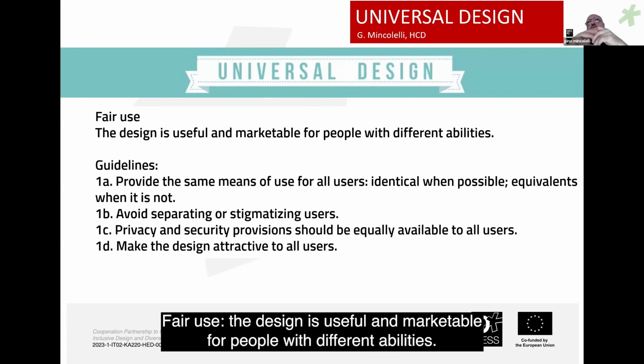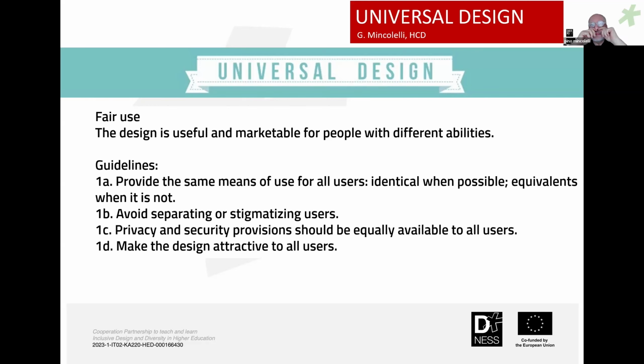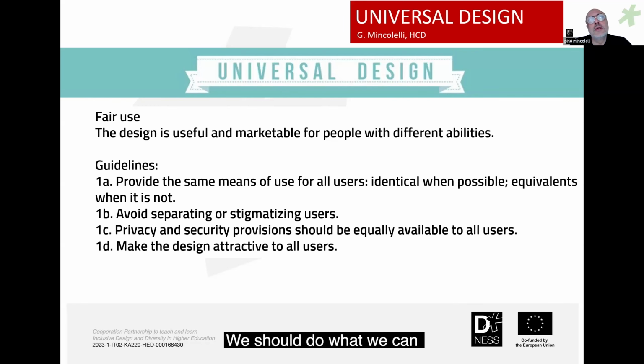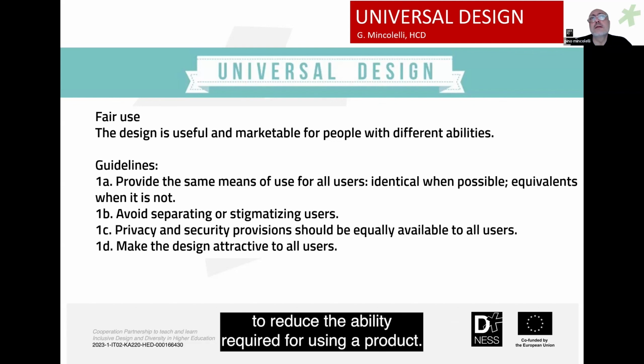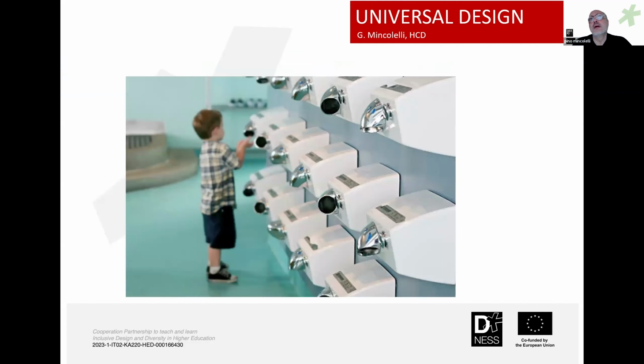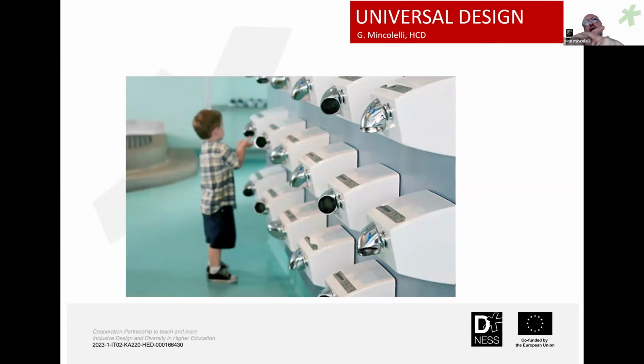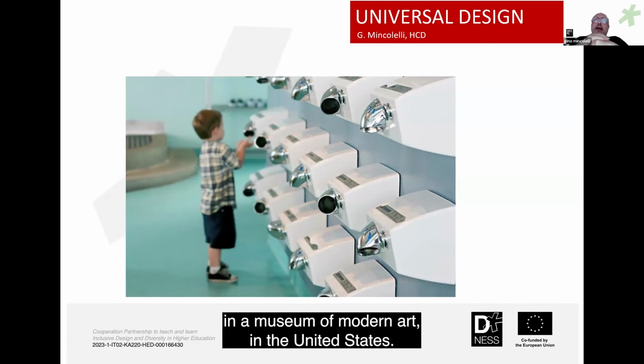Fair use: the design is useful and marketable for people with different abilities. It means it doesn't matter if you are more able or less able. We should do what we can to reduce the ability required for using a product. Take this example that is ironically applied in a Museum of Modern Art in America, in the United States.